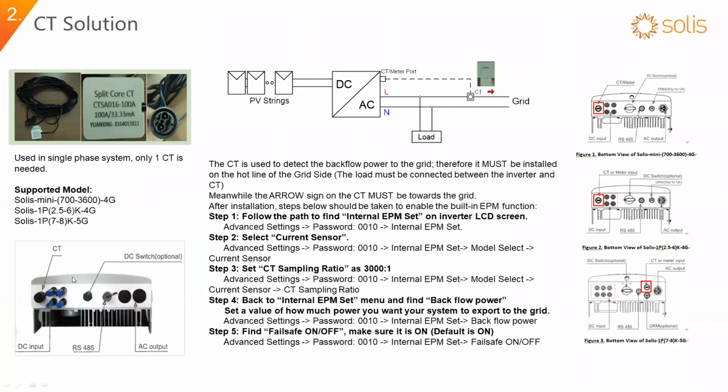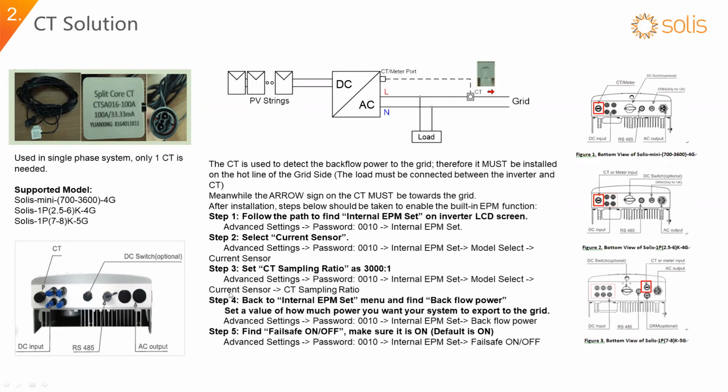And this picture is the bottom view of the single phase inverter. You can see here is a small connection port for the CT connection. After you connect the CT, just plug the connector into the port. Then all you need to do is go into the inverter LCD and select the internal EPM set. Then you choose current sensor and you define the current CT sampling ratio, which is 3000. As you can see, the CT is 100 amp and 33 milliamp, which is 3000 of the CT ratio.